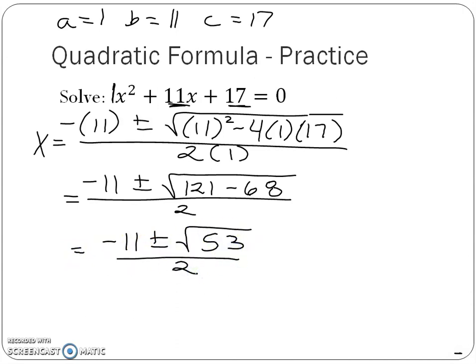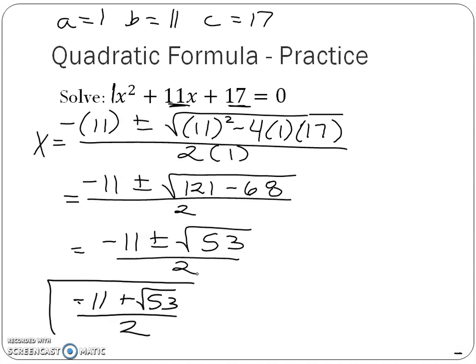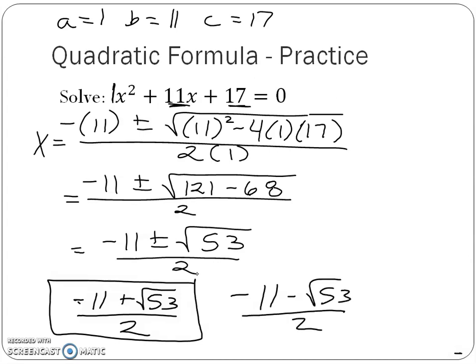Now, do you know what the square root of 53 is? No, and that's okay. You're just not going to be able to do anything with that. Okay? We have simplified this as far as we can. You cannot find the square root of 53. So, it's just going to stay just like this. Except, we have two answers. One of our answers is going to be negative 11 plus the square root of 53 over 2. The other answer is going to be negative 11 minus the square root of 53 over 2.